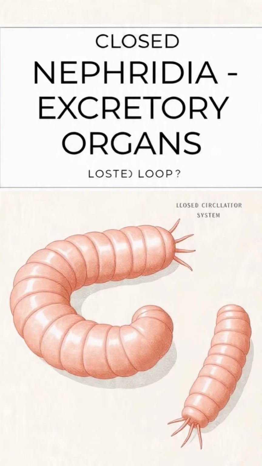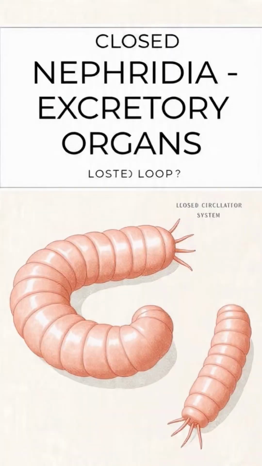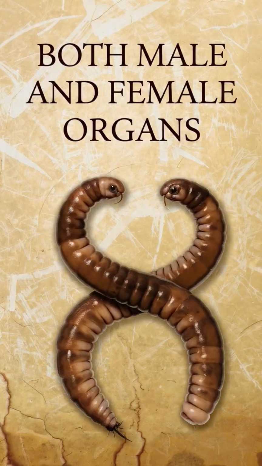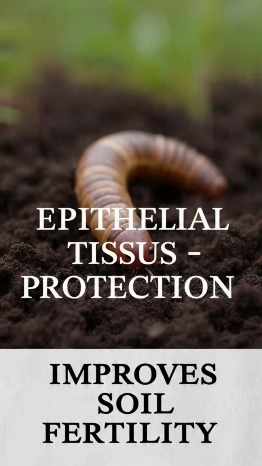nephridia, labeled nephridia, excretory organs used to remove nitrogenous waste. Visual 32 emphasizes hermaphroditism. Both male and female organs are present, a unique reproductive feature. Soil burrowing. Visual 33 shows the earthworm burrowing in soil, improving soil fertility, linking anatomy to ecological function.